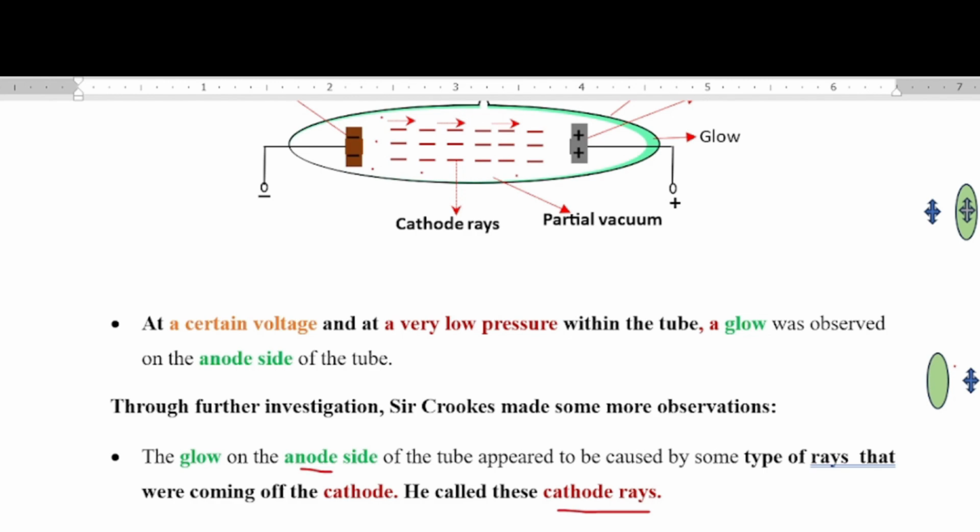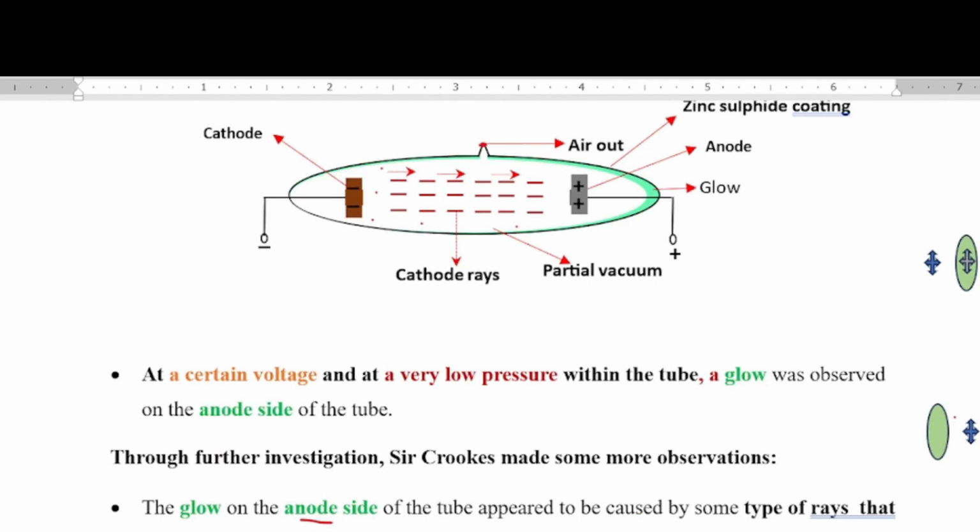How did he find this out? This is what he did. He placed a cross between the 2 electrodes and a screen behind the cross. Then he observed that a shadow of the cross was cast on the screen.